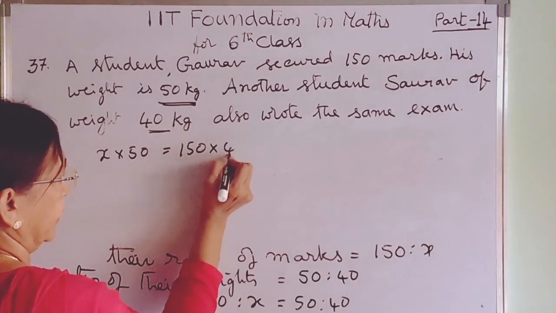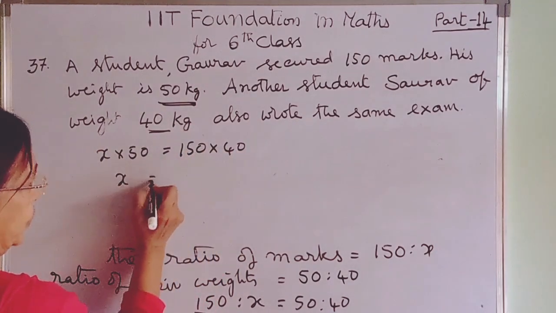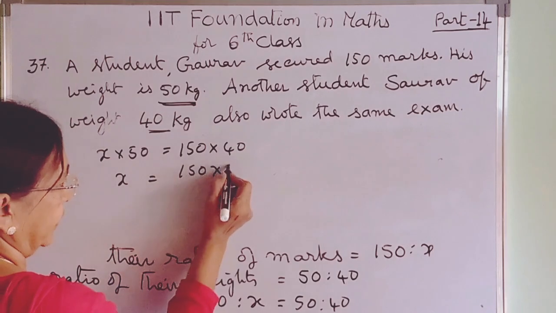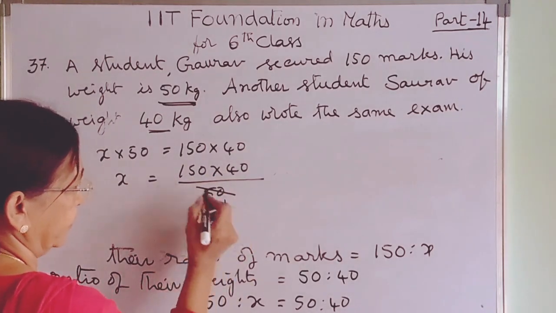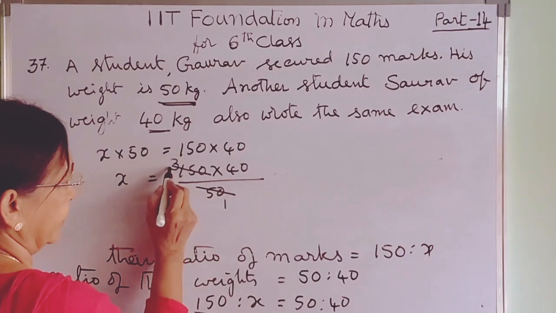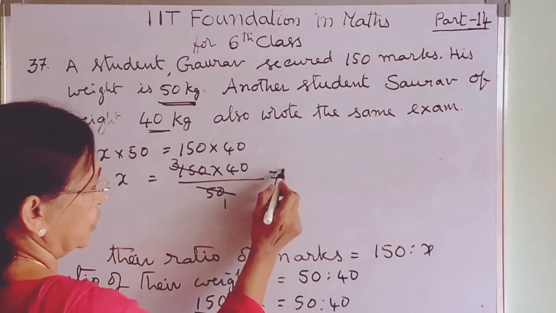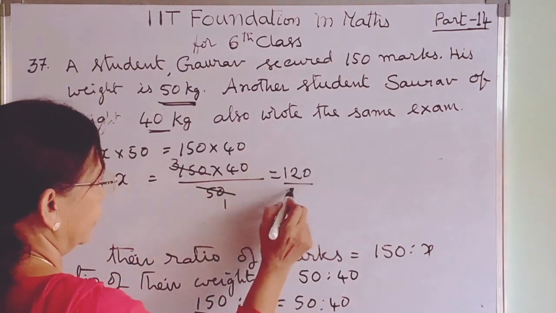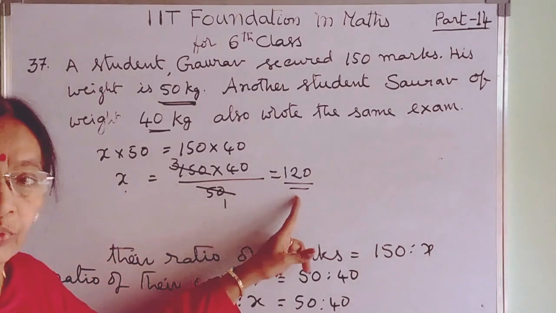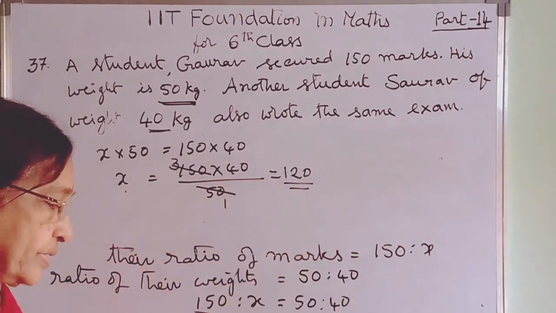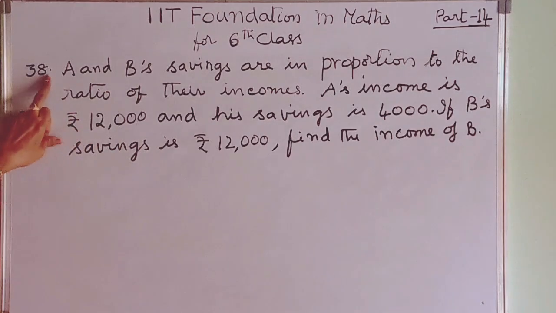Therefore, X is equal to 150 into 40 by 50. So 50 ones are 50, 5 threes are 15, so 3 fours are 12 and 0, 120. Therefore, X is equal to 120. Saurav scored 120 marks.